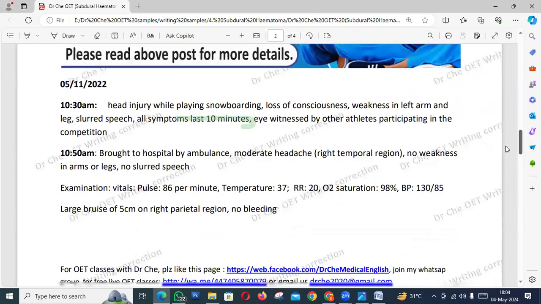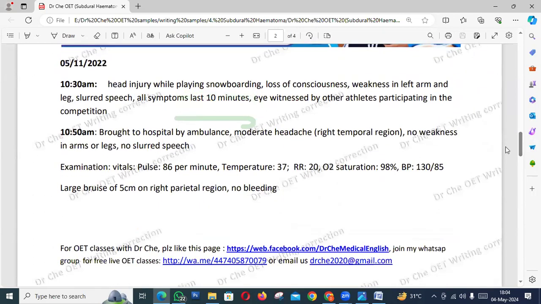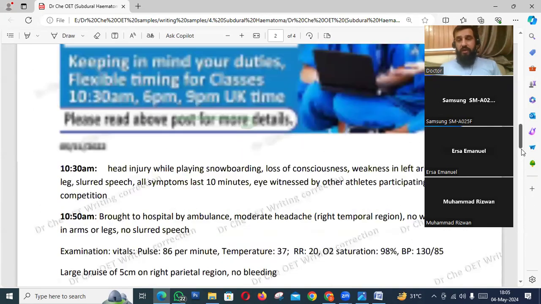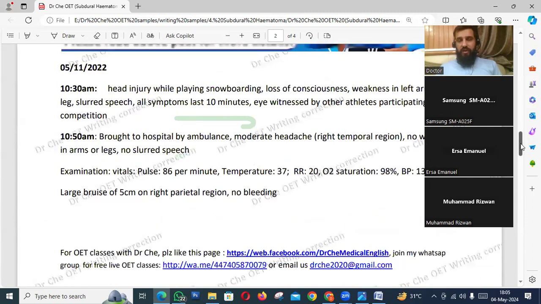So now you have one paragraph and you have a lot of information. You have 10:30 a.m., 10:50 a.m., then you have 1 p.m. You have a lot of information. Here is your real test: how you will organize information and how you will make things easy and clear for the reader. People on Facebook, I can see your comments, your chat. If you want to mention anything, you can, okay?